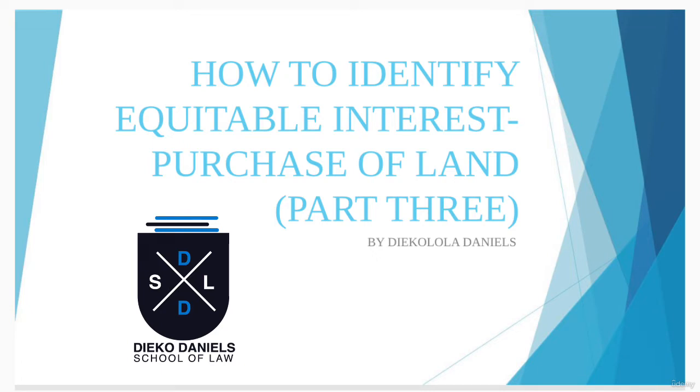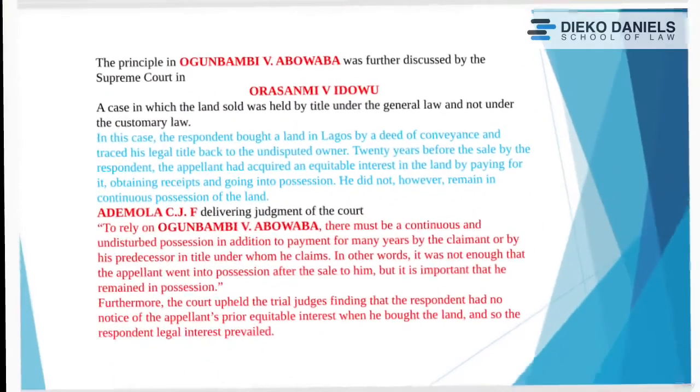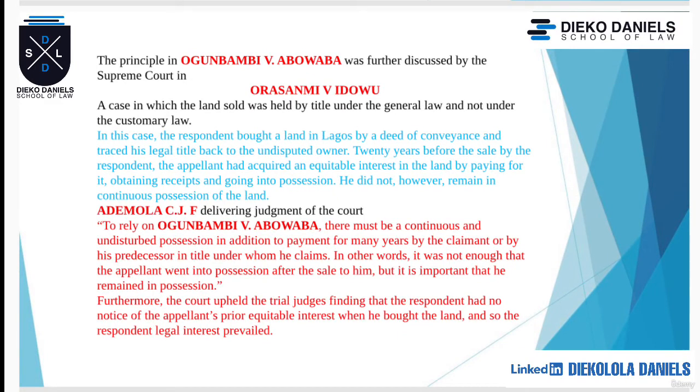Now let us go to the third requirement and search for it. Oransanmi and Idowu. Now, you should note that Oransanmi and Idowu is a case in which the land sold was held by title under the general law and not under customary law. I have told you the difference in the last class.